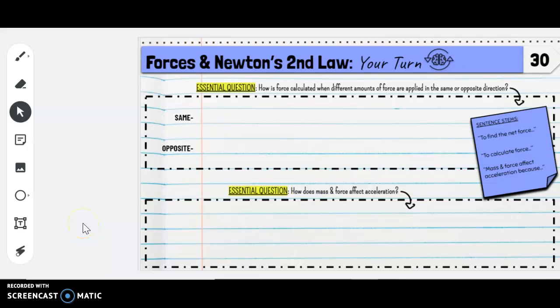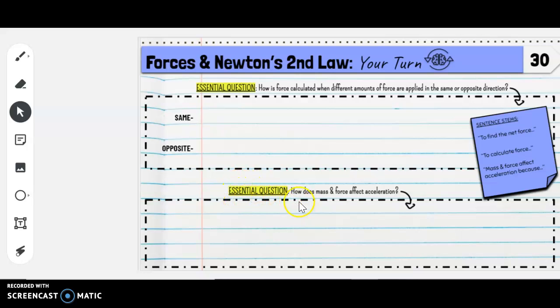Before we begin today's guided practice over forces in Newton's second law, let's remember our essential questions for today. The first one says, how is force calculated when different amounts of force are applied in the same or opposite direction? There are a couple of sentence stems to find the net force, to calculate net force, and this essential question connects your learning to one of our last lessons.